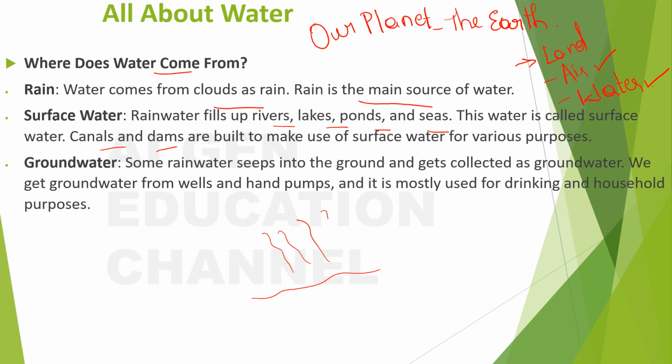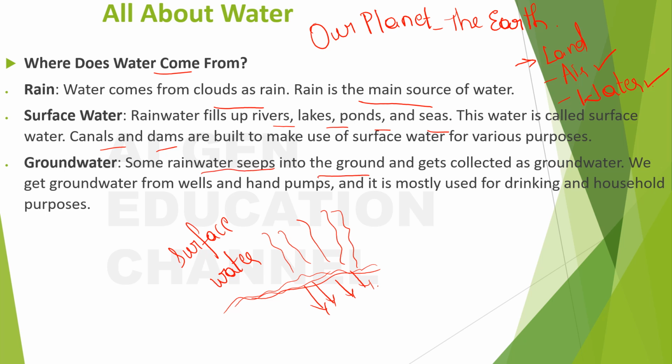Okay, so it's as simple as that. When the water falls on the ground, you can see lots of water along the surface of the land, right? That is called surface water. But some amount of water will get into the ground. The rainwater seeps into the ground. It means it will go into the ground and get collected as groundwater. So this is the land. Okay, so it will come down and then here the groundwater will get accumulated.